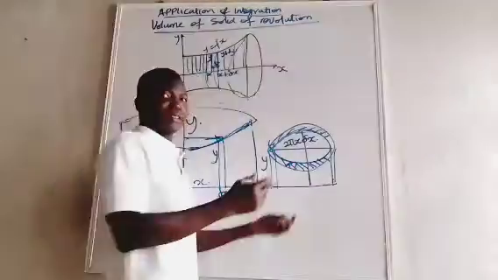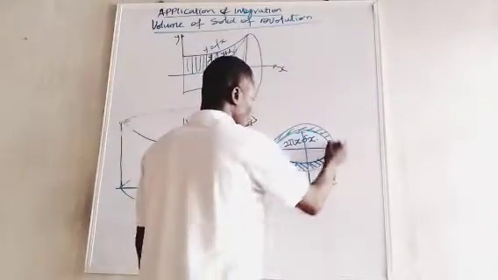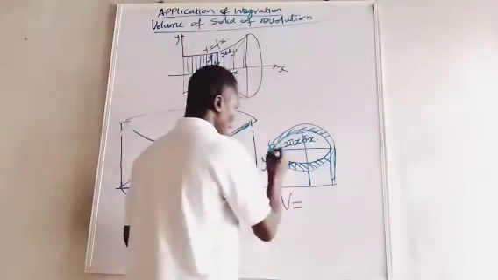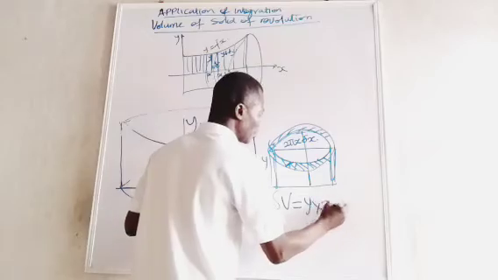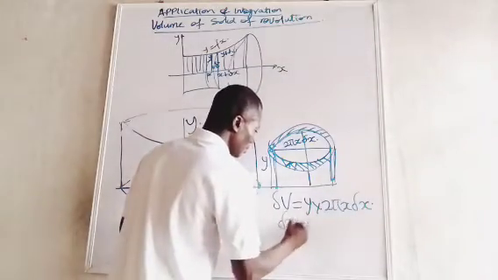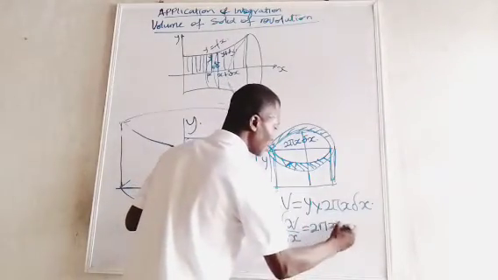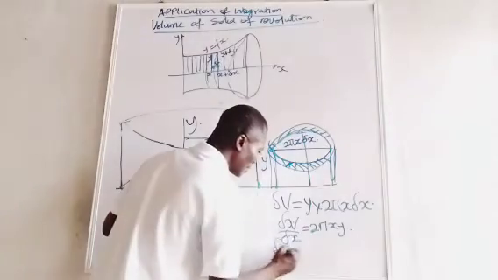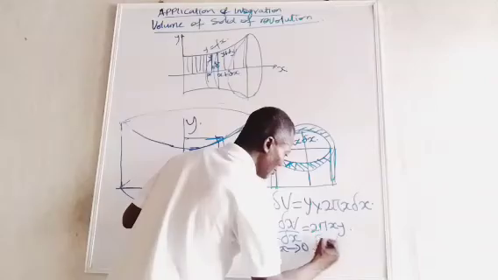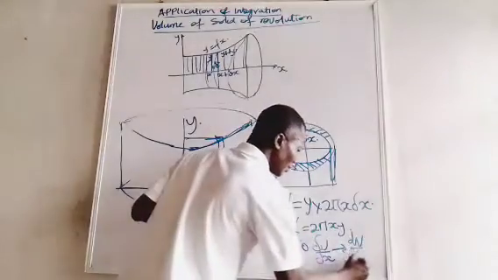Now volume is area times height. So the volume of this part, delta V, is going to be height, which is y, times 2 pi x delta x. So delta V over delta x is going to be 2 pi x y. So when delta x now really tends to 0, delta V over delta x will tend to dV/dx.